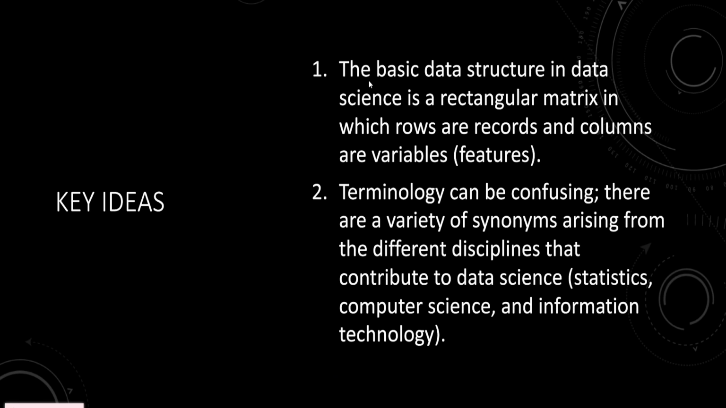The key idea is that the basic data structure in data science is the rectangular matrix, in which rows are records and columns are variables. The terminology can be confusing because sometimes we say feature for input and target for predictions, and there are many synonyms for a single term, because there is a variety of synonyms arising from the different disciplines that contribute to data science, like statistics, computer science, information technology, and domain-specific disciplines.